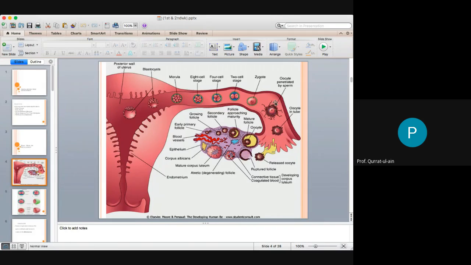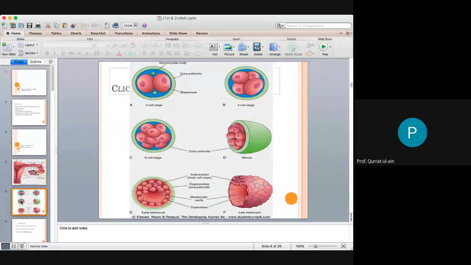Now this duration is 3 days. This is the 4th day. It floats for another 2 days, then gets attached to the wall on the 6th and 7th day, and by the 8th day it starts embedding. That is, in the 2nd week, it gets embedded into the wall. So the first week of development is actually this travelling through the uterine tube, and then it changes into the blastocyst.